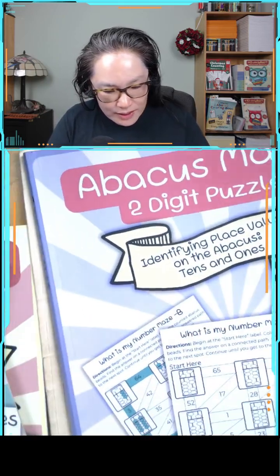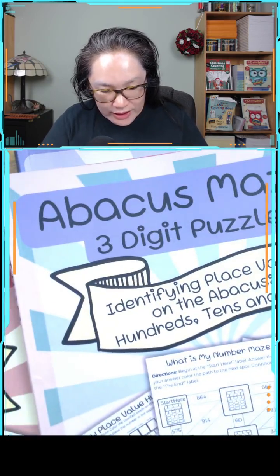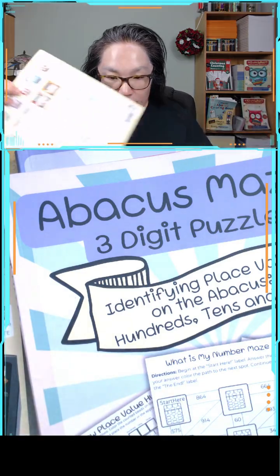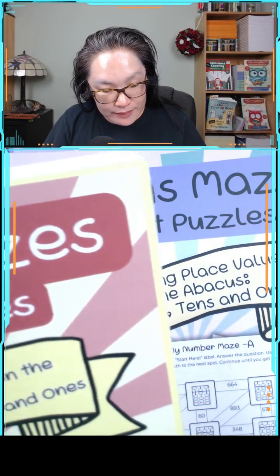So this is the mask maze, the abacus maze. And again, if there's a 2-digit, there's also a 3-digit, and then there's also a 4-digit. Can you multiply? Yeah, we can multiply. We can multiply and divide on the abacus.